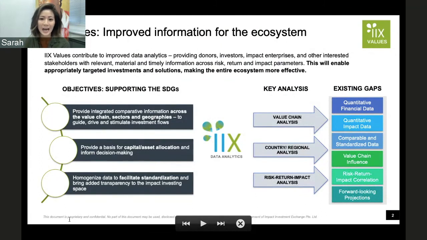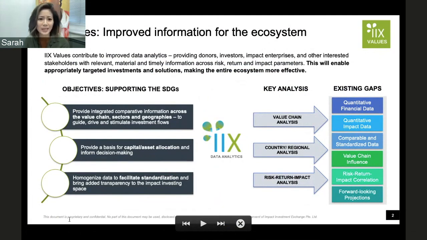And so whether that's investors, donors, impact enterprises, and other stakeholders, having this kind of impact data on the ground in Asia specifically is going to be critical as we move forward, especially towards the decade of action and as we move towards the Paris Agreement and achieving the objectives under that.